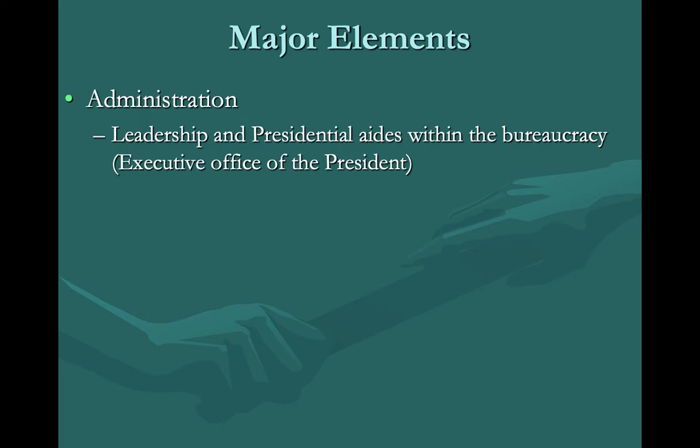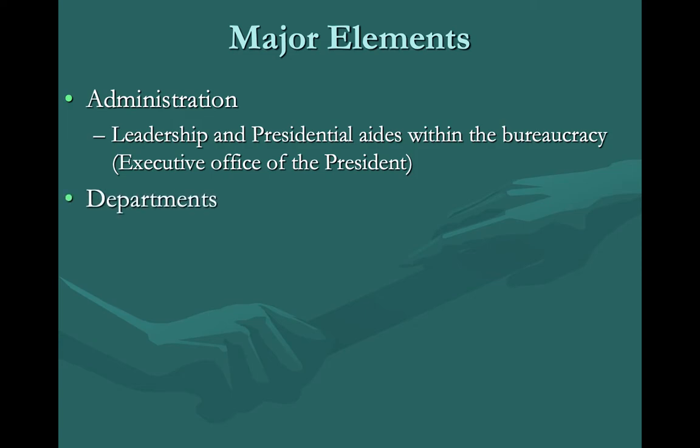When we refer to a president and his bureaucracy, we are referring to the president and all of the people that fall within the executive office of the president, including his staff, the vice president, and any other advisors that work with the president day to day in the White House.